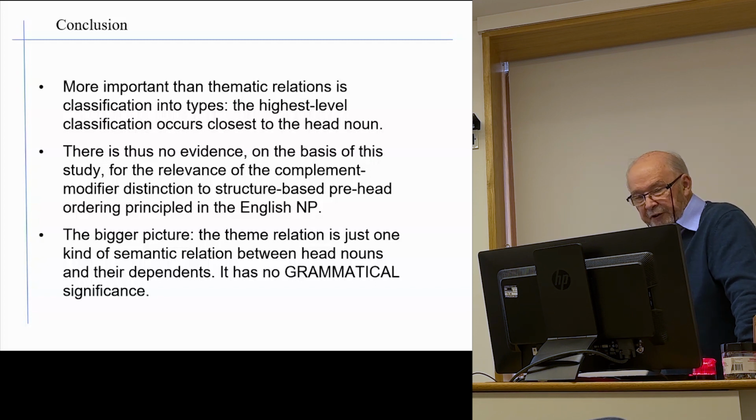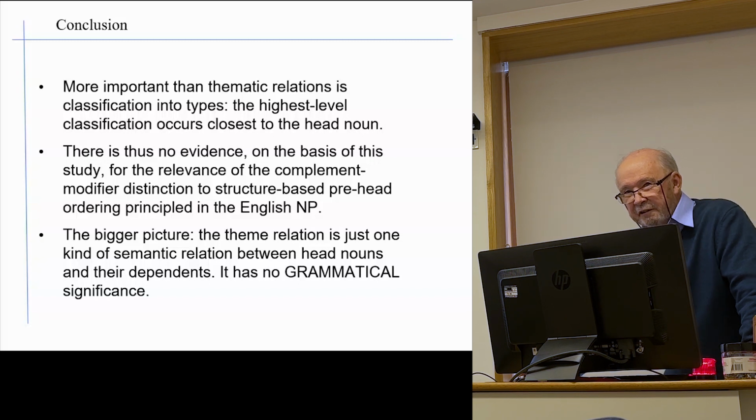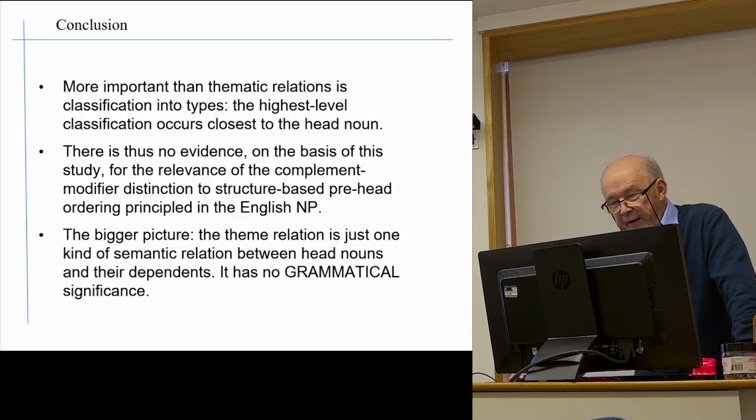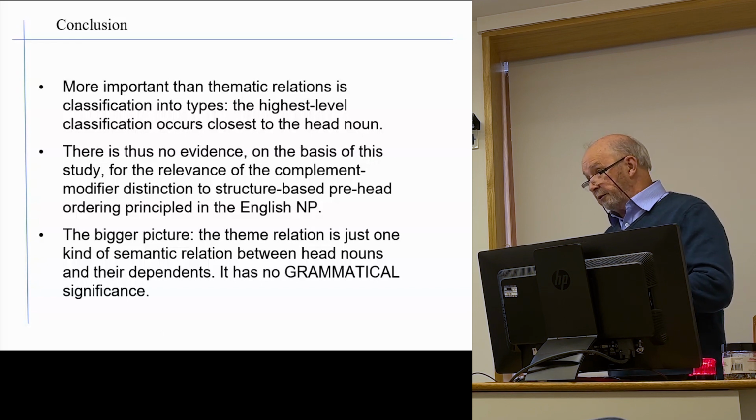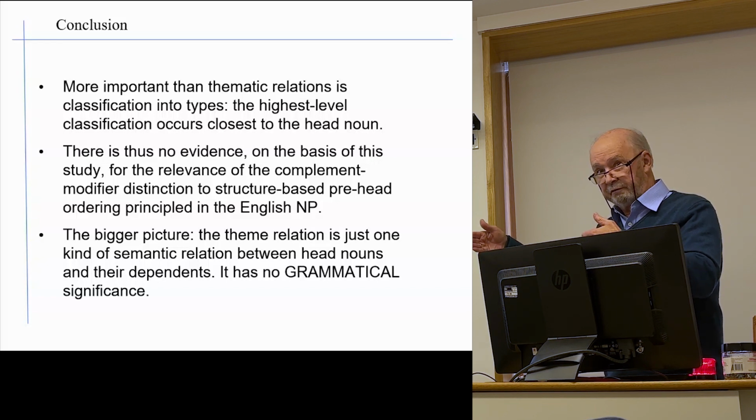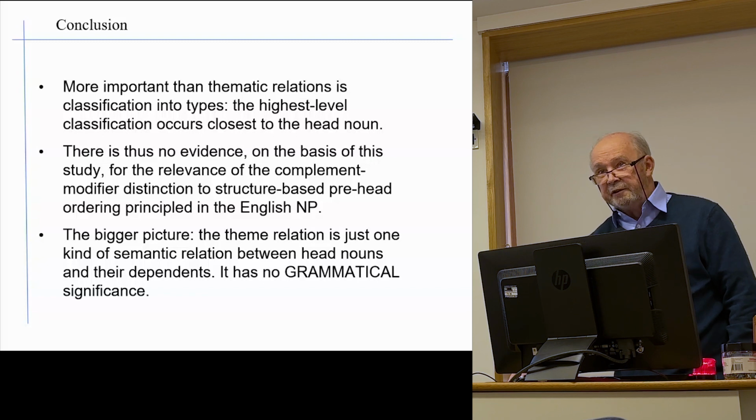So there's no evidence on the basis, I think, of this study, it's a very small one, for the relevance of the complement modifier distinction to structure-based pre-head ordering principles, which should be in the English NP. At the very least, I think we need to get rid of the idea that there's a rigid order here, but I prefer just to get rid of the pre-head complements altogether. And the bigger picture then, the theme relation in noun phrases is just one kind of semantic relation between head nouns. It's basically the type classification which wins out here in terms of ordering. Okay, thank you.